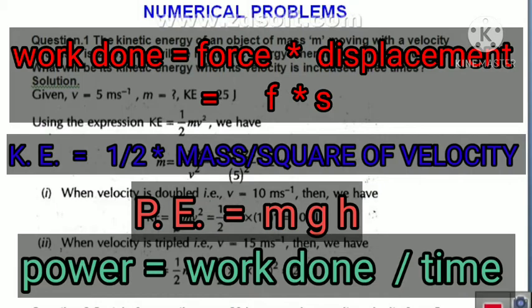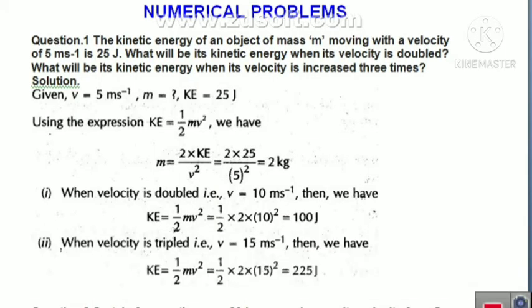All those points and formulae, we are going to solve the numerical problems in this lesson, that is work and energy. Already we have seen kinetic energy KE equal to 1/2 mv square, potential energy PE is equal to m into g into h, and power P is equal to W by t, that is work done upon time taken. From this formula we will solve some numerical problems.